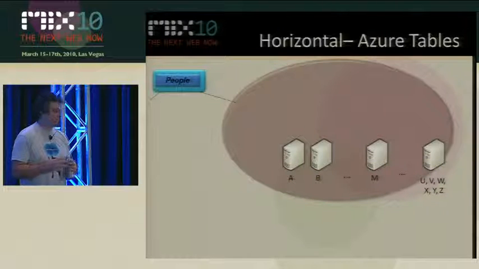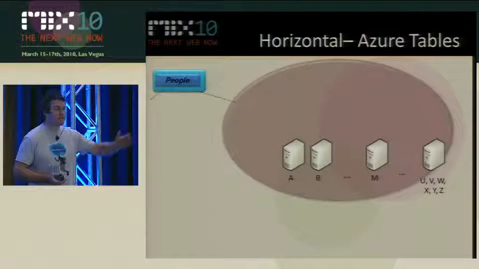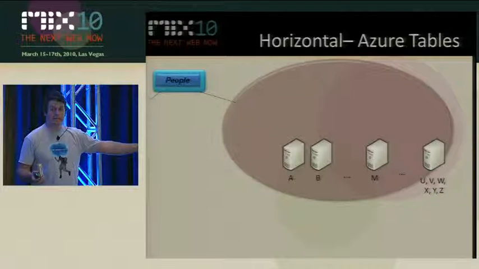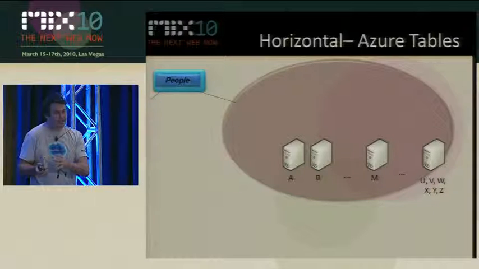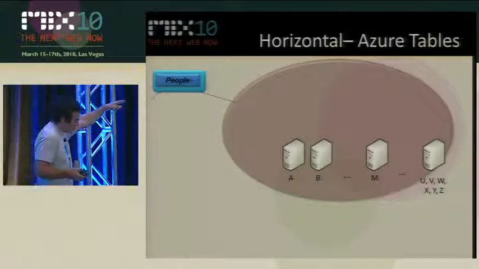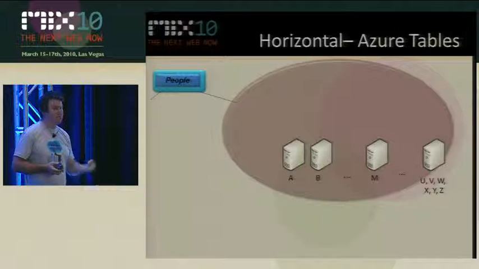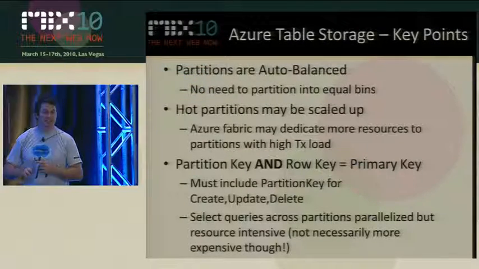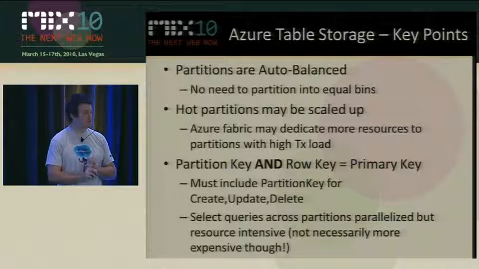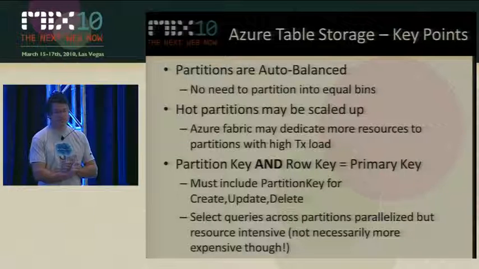too much about the relative sizes of our partitions. Because if you think about partitioning, normally what you're trying to do is to spread the load. What you want to try and do in many cases is partition into sort of equal buckets. With Azure Table Storage, there is no need for your partition key to necessarily break your data into equal buckets. You should, however, partition as aggressively as possible. Those partitions are auto-balanced for you. You don't need to partition into equal bins.